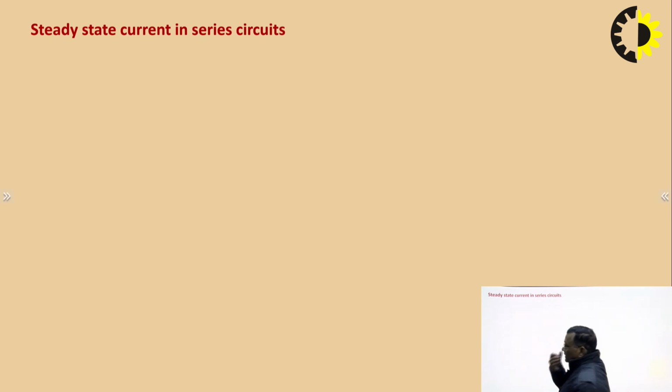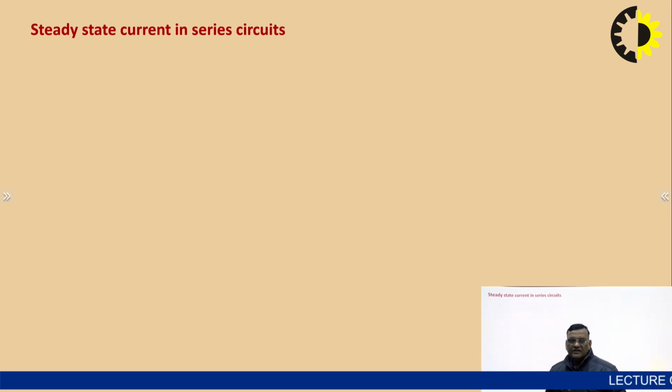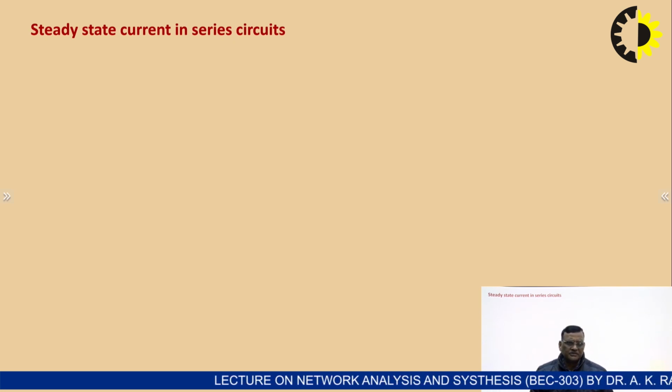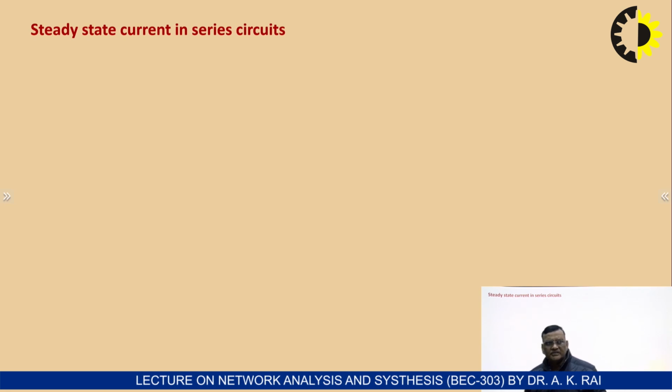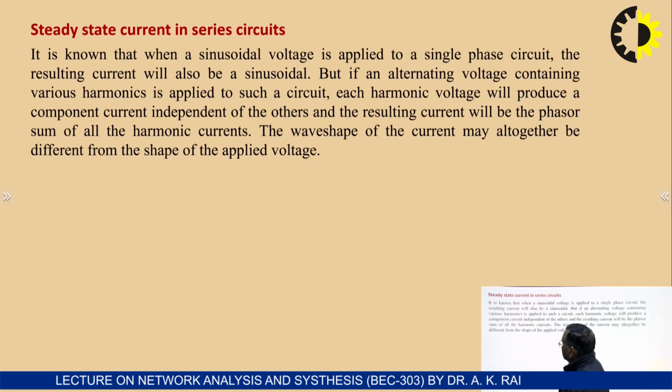So, how will we get the steady state current in series circuits? It may be purely resistive, purely inductive, purely capacitive, or a combination of resistive, inductive and capacitive. So, how will we get the steady state currents? Let us take them one by one.